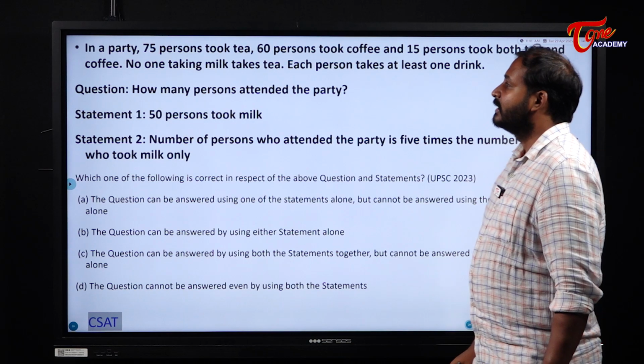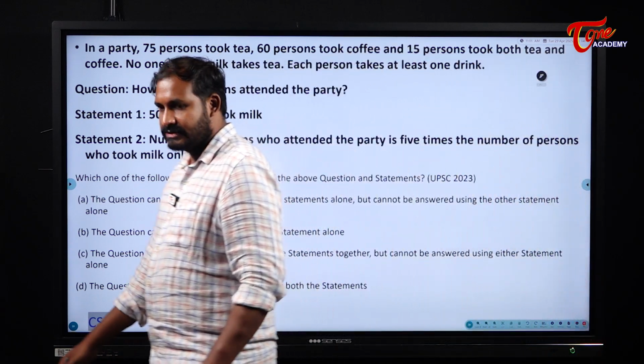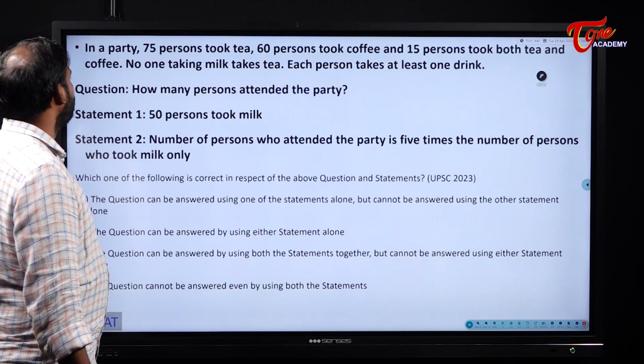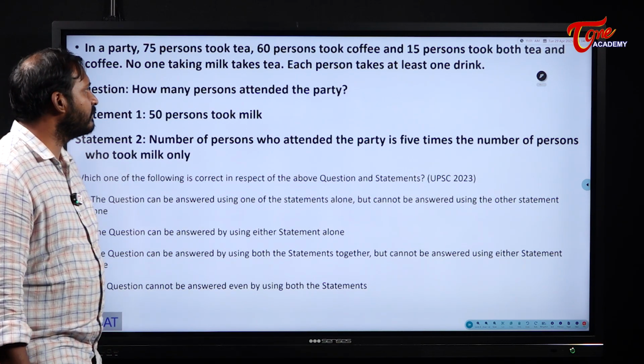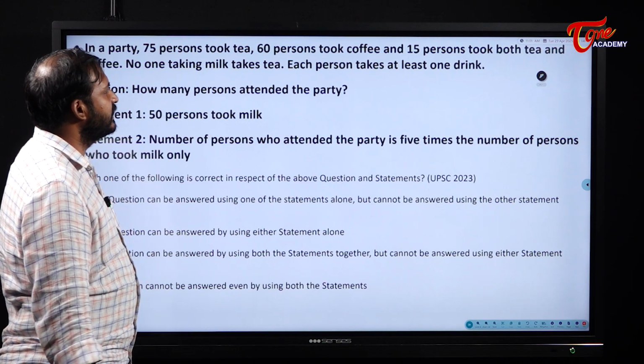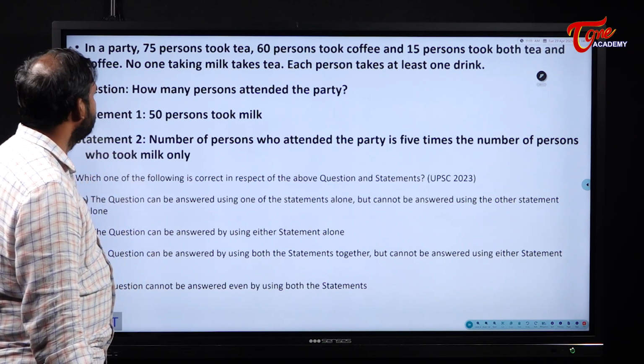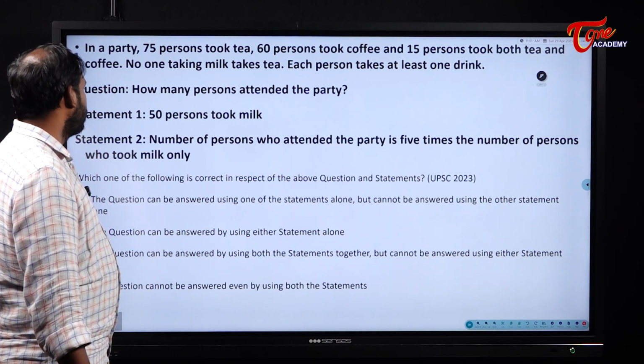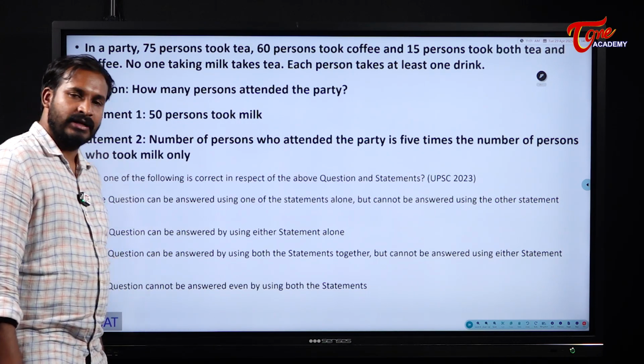Next one. In a party, 75% took tea, 60% took coffee and 15% took both tea and coffee. No one taking milk takes tea. Each person takes at least one drink. Okay, that is the case. How many persons attended the party? Statement 2. Question. 50 persons took milk. Okay, right. Now see here.